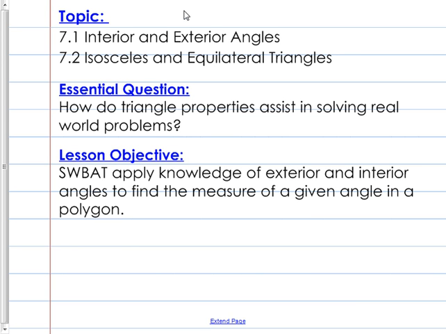Welcome back, Geometry Scholars. Today's lesson is on interior and exterior angles, as well as isosceles and equilateral triangles. Our essential question is, how do triangle properties assist in solving real-world problems? And our lesson objective is that you will be able to apply knowledge of exterior and interior angles to find the measure of a given angle in a polygon.